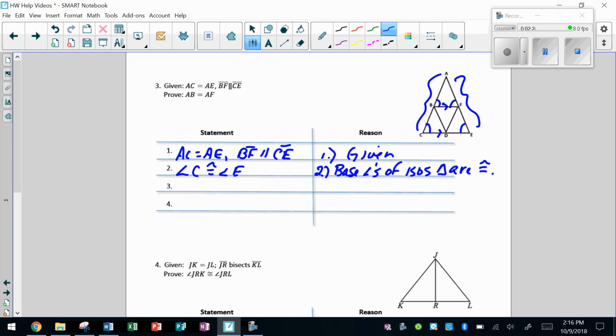From there, I'm going to say that angle C is congruent to angle, I'm going to call this one ABF, only because there's technically two angle B's there. And at the same time, I'm going to say the same thing about angle E being congruent to angle AFB. And that is because if the lines are parallel, corresponding angles are congruent.